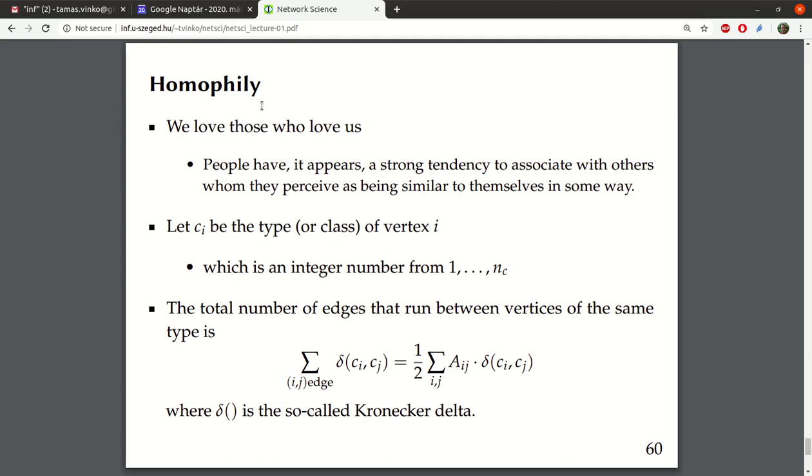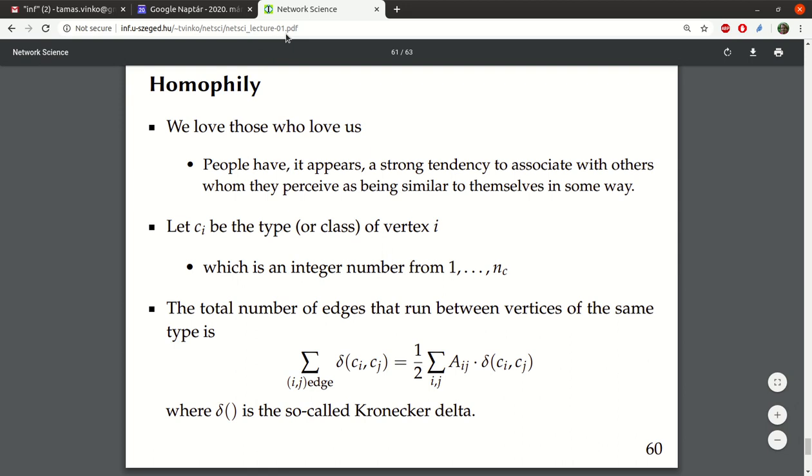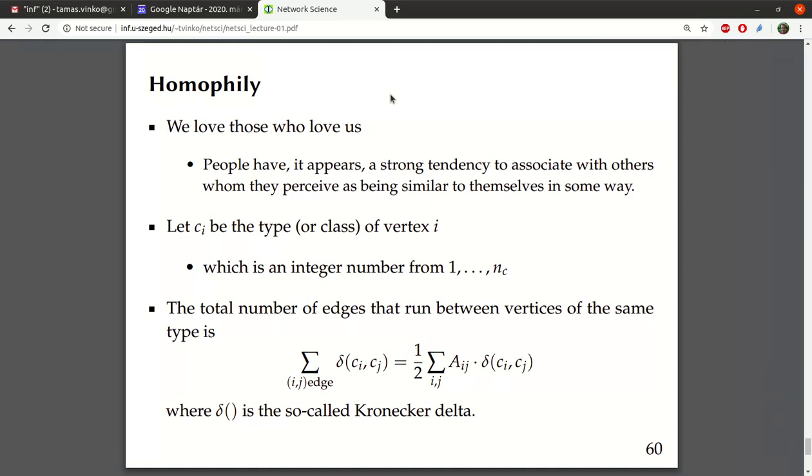So what is left from the lecture 01.pdf is the concept called homophily, which is going to lead us to the definition of modularity. And modularity is a measure which is used in order to calculate or determine the number of communities and the communities themselves in a network.